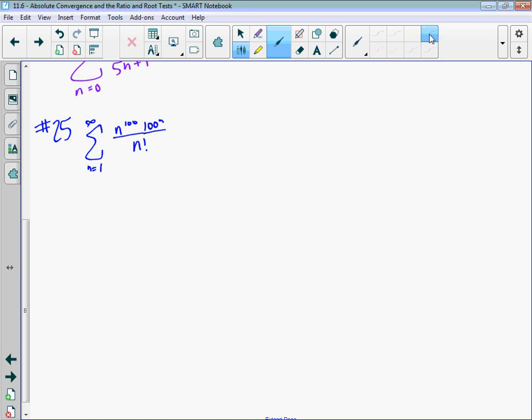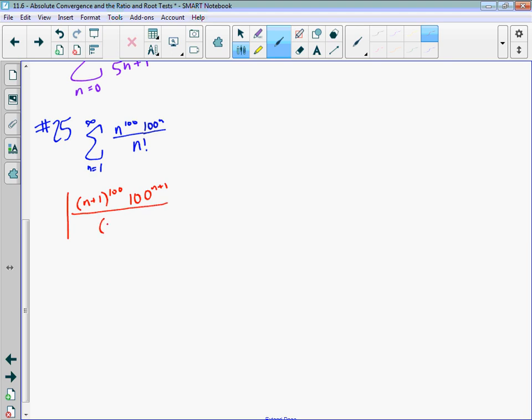Page 784, lesson 11.6. Okay, so I'm going to try the ratio test here again. We're going to do the limit. I'm going to ignore the limit to start with, and I'm going to put my a sub n plus 1 first. So this will turn into (n plus 1) to the 100th, and then this is 100 to the n plus 1.